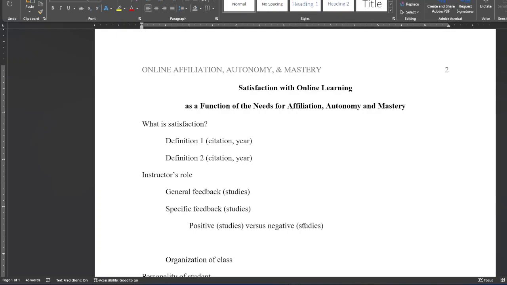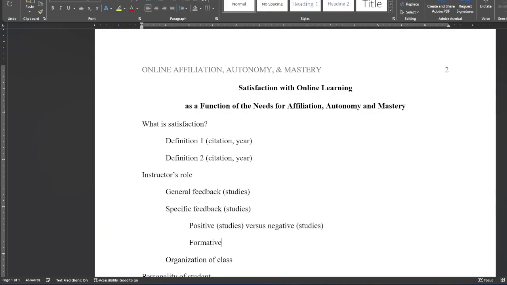Maybe under specific feedback, I might have found studies that talked about what we call formative feedback, where maybe I give assignments, I give you some feedback, and then you go back and work on it some more. And then I give you another assignment, and then I give you feedback and you work on it some more. And then at the end, you have a cumulative study.